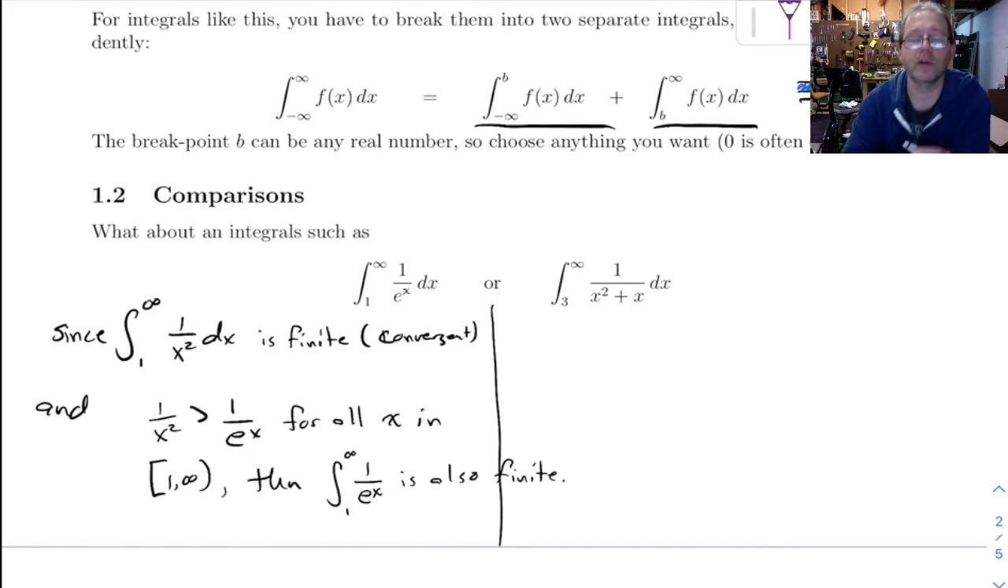And as far as wording goes, we can either say that the area is finite, we could say that the integral is convergent, or we could say the integral converges. So any of those are fine.